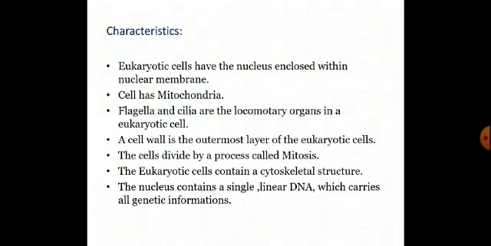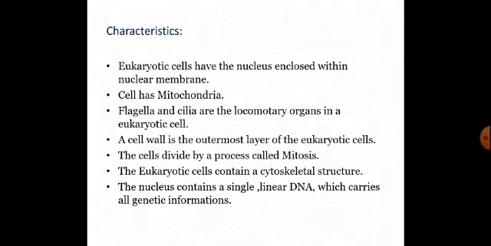Now the characteristic features of the eukaryotic cell. In the first slide itself, we have seen that the eukaryotic cell has a well-developed nucleus with a nuclear membrane, and the cell has mitochondria. Flagella and cilia are present. By means of flagella and cilia, the eukaryotic cells move.